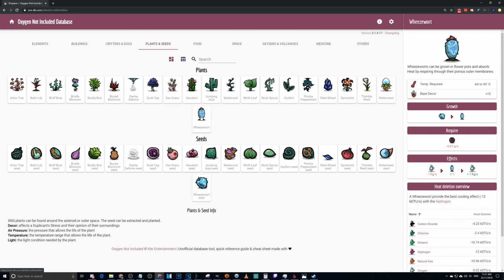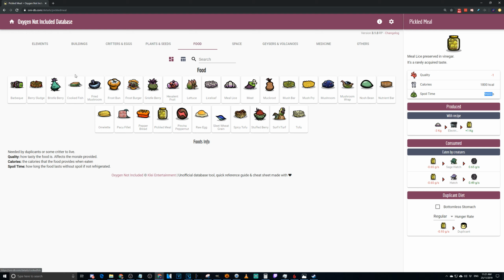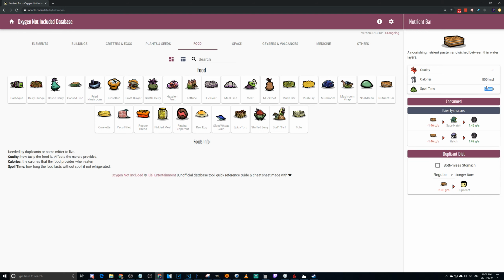Food, same story with all the food. You can see your meat is good for 1,600 calories. It spoils in this amount of time. What are some of the ones that don't spoil? Pickled meal, spores time, it still does spoil. It takes a long time to spoil, but it will spoil. Nutrient bars will spoil. Some of these things that you have the impression never actually spoil, turns out they still do spoil. It's just a significant amount of time. 600 seconds is one cycle, so that's what, 15 cycles or something?